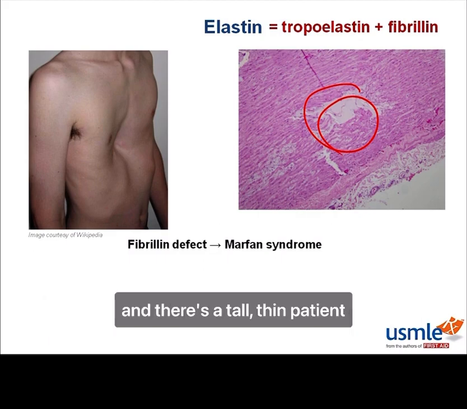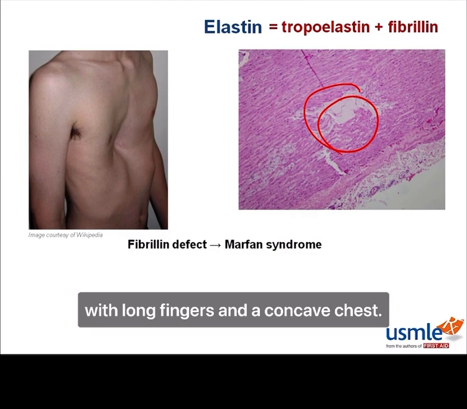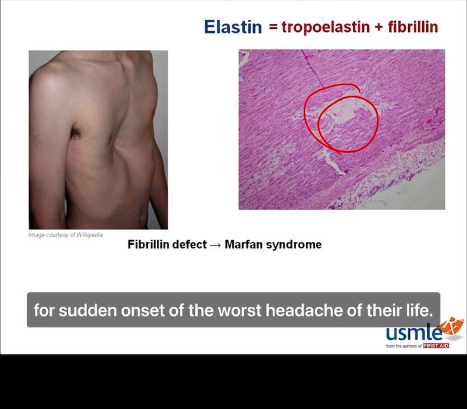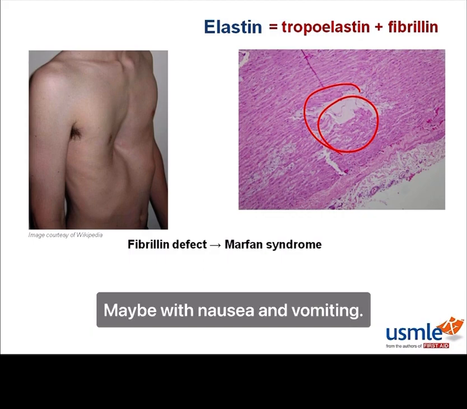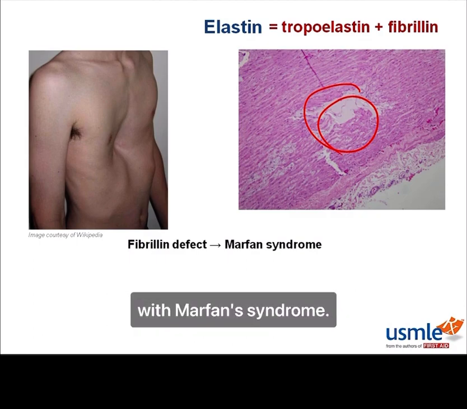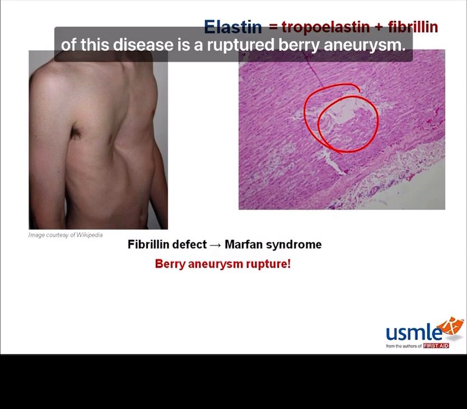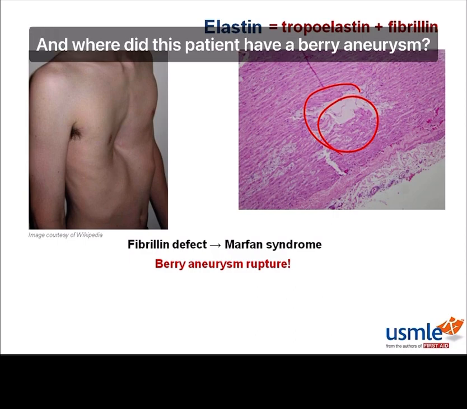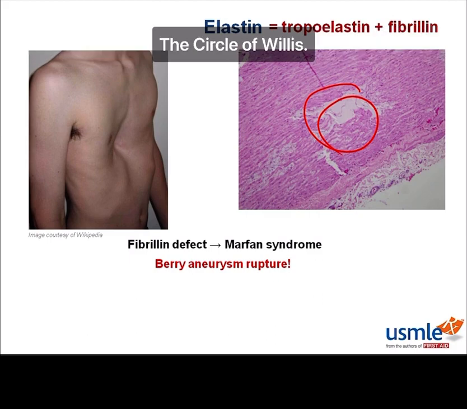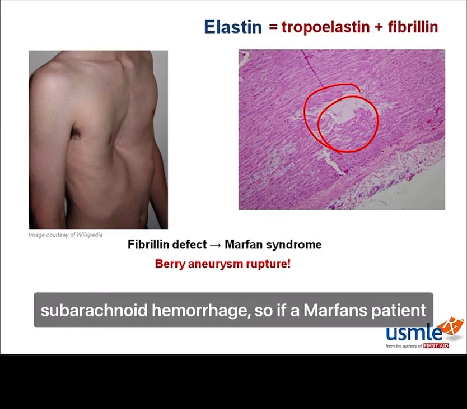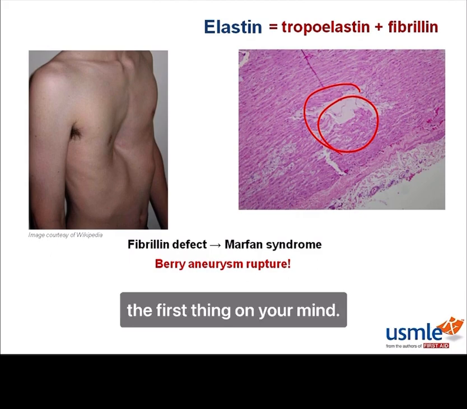Okay, so let's say you have a test question, and there's a tall, thin patient with long fingers and a concave chest, and they present to the emergency department for sudden onset of the worst headache of their life, maybe with nausea and vomiting. What happened? Well, this is of course a patient with Marfan syndrome, and one of the most dangerous manifestations of this disease is a ruptured berry aneurysm. And where did this patient have a berry aneurysm? The circle of Willis. When these things rupture, you get a subarachnoid hemorrhage, so if a Marfan patient has these symptoms, this should be the first thing on your mind.